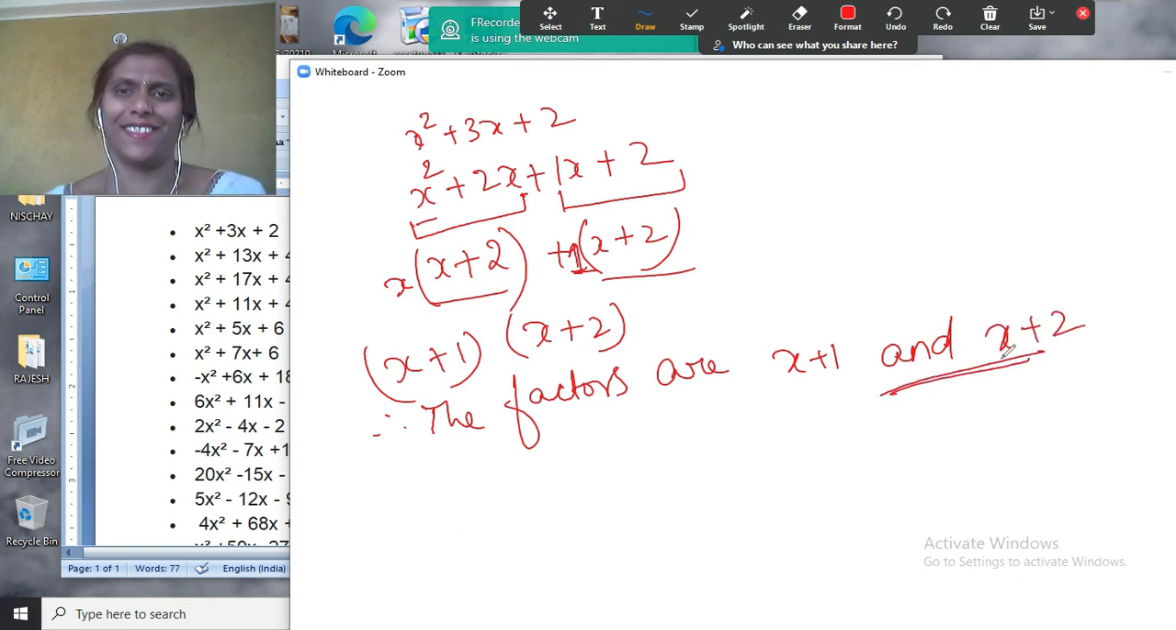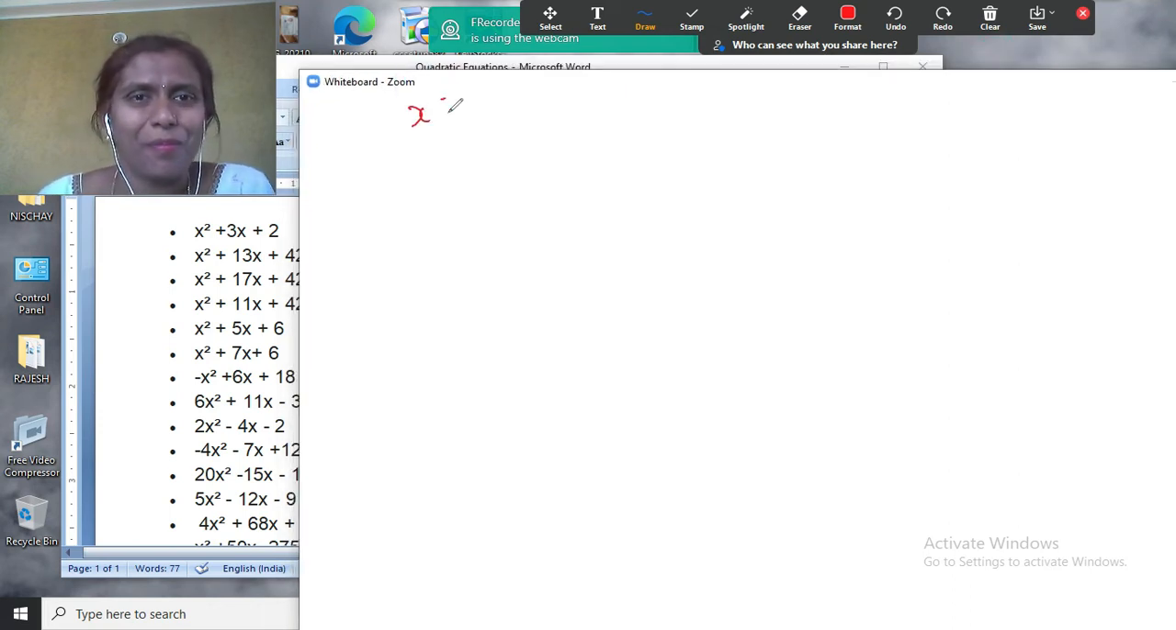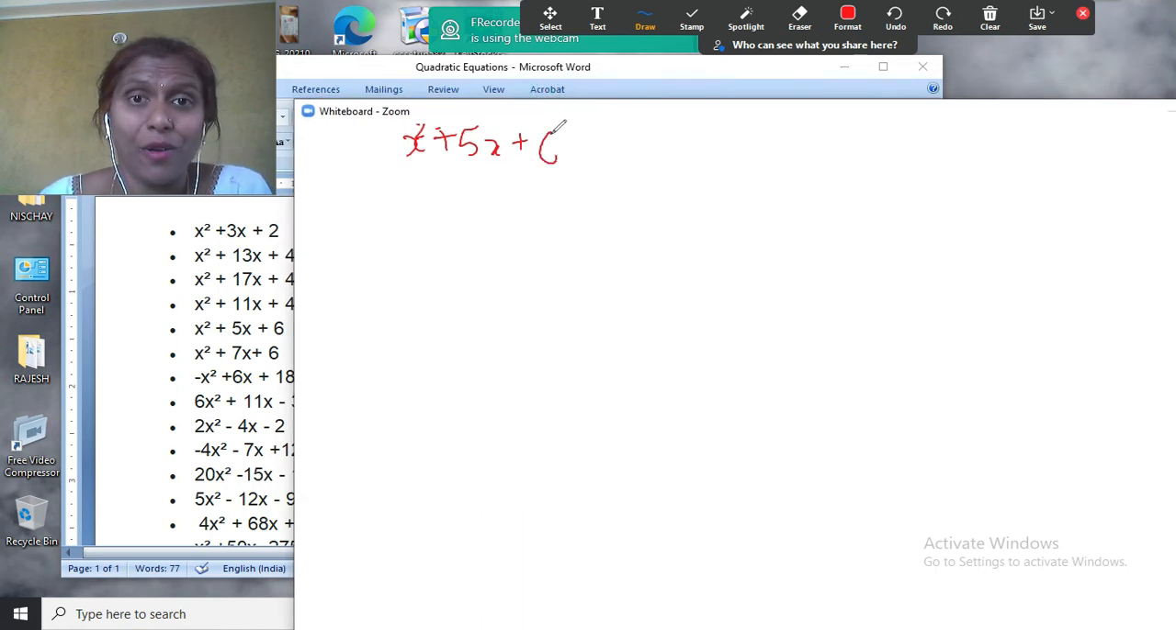Okay. Now, can I take you to the next equation which we just resolved in the previous examples when we were taking the pairs? Yes. Now let's take that. Okay. I am clearing my screen. x square plus 5x plus 6. What was the pair I got? x square plus 3x plus 2x plus 6.